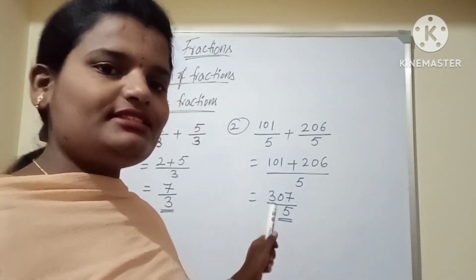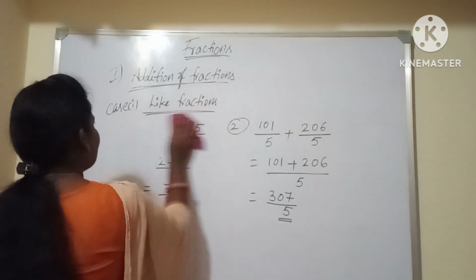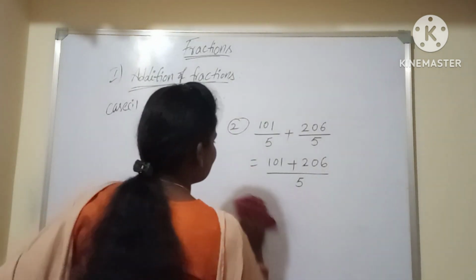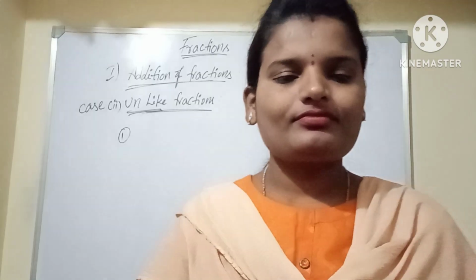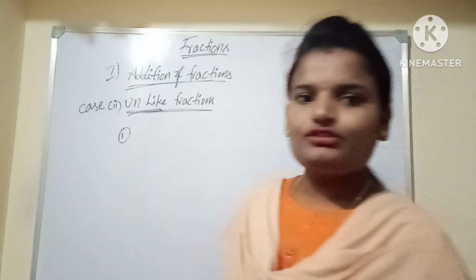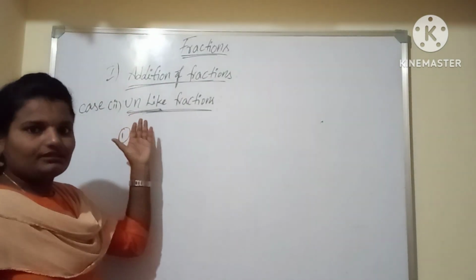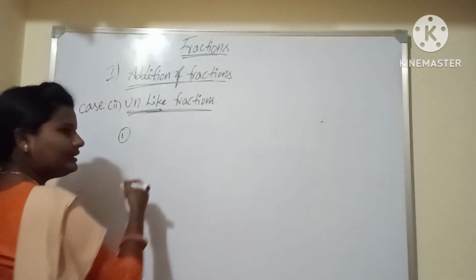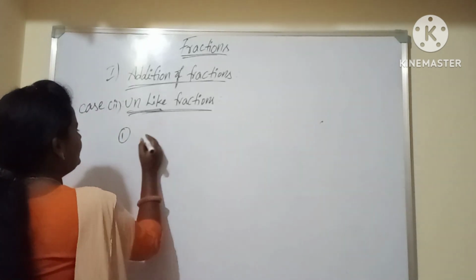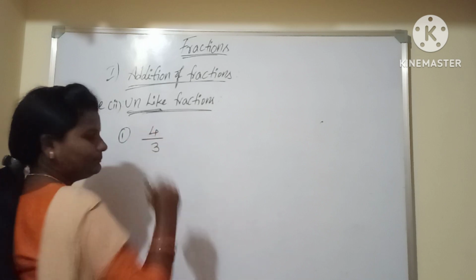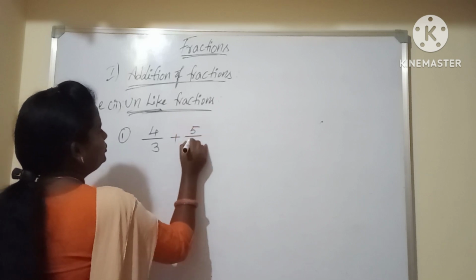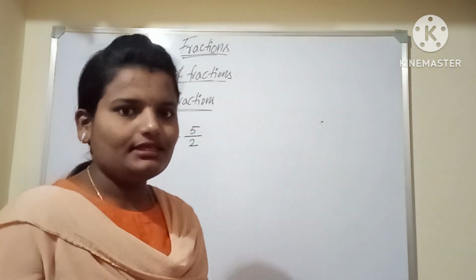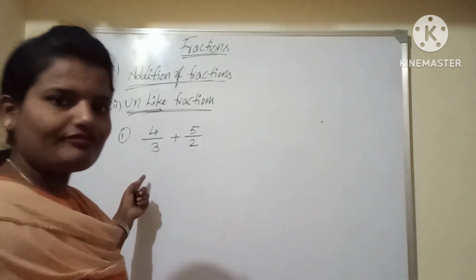Next, the next case in addition: if the given fractions are unlike fractions, what should we do? So we'll take unlike fractions first. For example, 4 by 3 plus 5 by 2. If you observe clearly, the given fractions, whatever I take, are what?